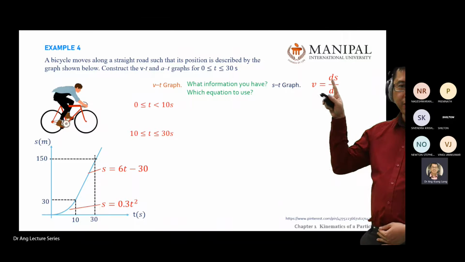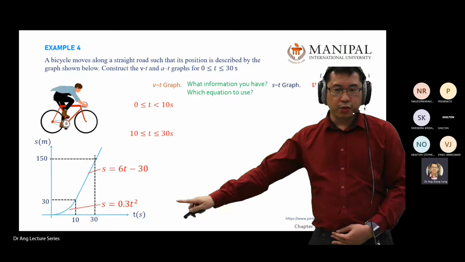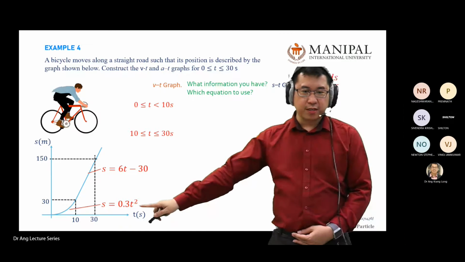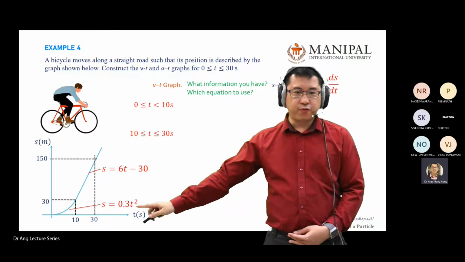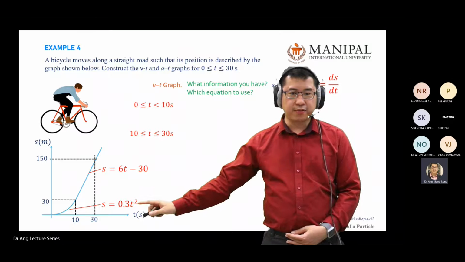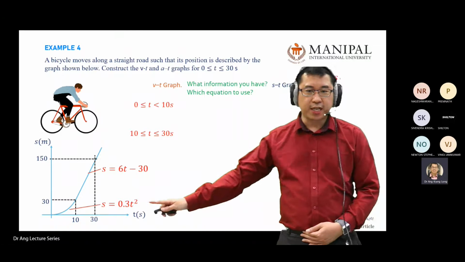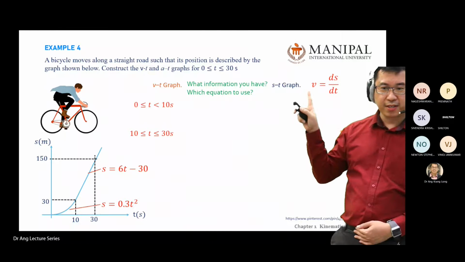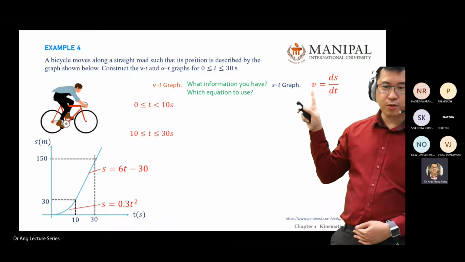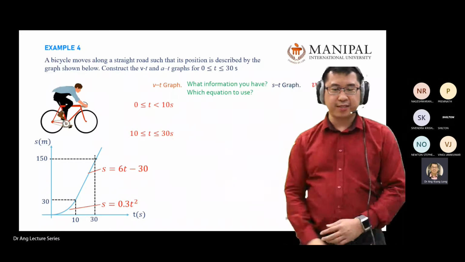Velocity is a differentiation of displacement over time. You are given one equation here. What is ds over dt? What is the answer for ds over dt? It is 0.6 t. The answer is 0.6 t, correct? That 0.6 t equal to what? Equal to velocity for the time of 0 to 10 seconds.